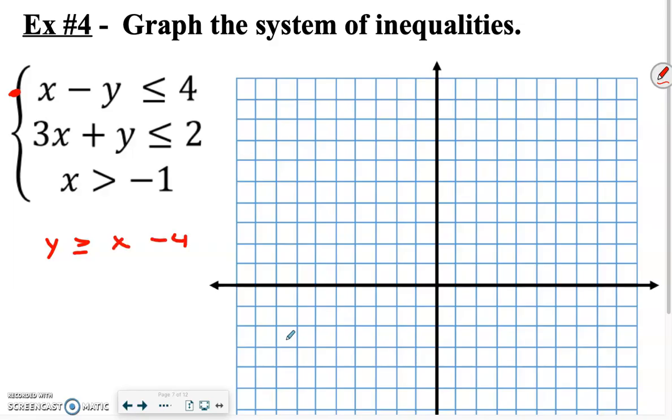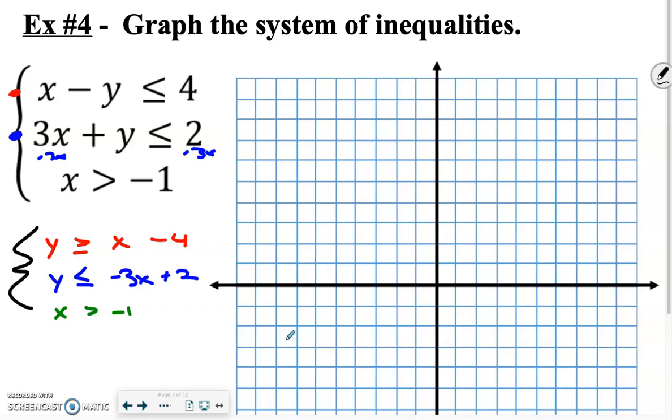I know that we're doing multiple steps mentally, but I think we can handle that. The second inequality, the 3x plus y less than or equal to 2, all we have to do is subtract the 3x over. Do I have to switch the sign here? Do not have to switch the sign here. So still y less than or equal to, now we have negative 3x plus 2. And then finally, the last one, x greater than -1. Nothing changes. We already have the variable isolated.